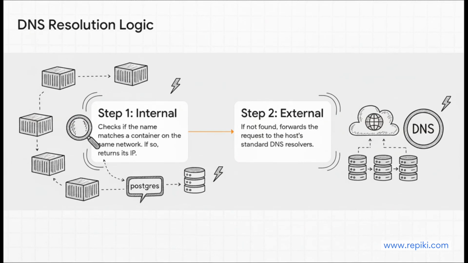First, Docker checks if the name you're asking for, let's say Postgres, matches another container on that same network. If it does, boom, it just hands back that container's internal IP address. If it doesn't recognize the name, it just forwards the request on to your normal DNS server to find things out on the public internet, like google.com. It's simple, powerful, and it just works.